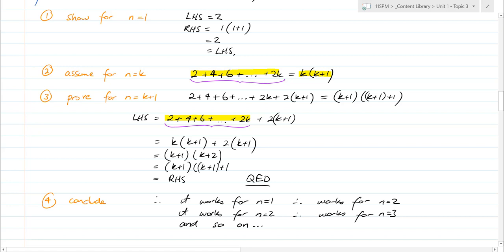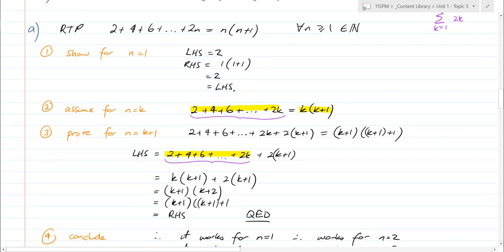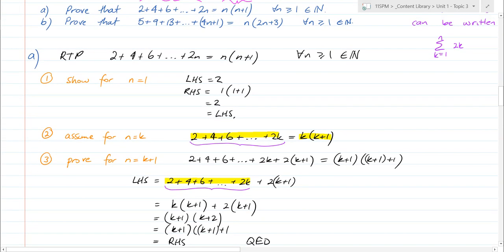Okay, second example. I'm actually going to give you some time, and then I'll record that separately. So it is actually quite similar and probably quite doable. So there's the second example. Prove that 5 plus 9 plus 13 plus ... plus 4n plus 1 equals n times 2n plus 3 for all n greater than 1 existing in the natural numbers. I'll give you how long?